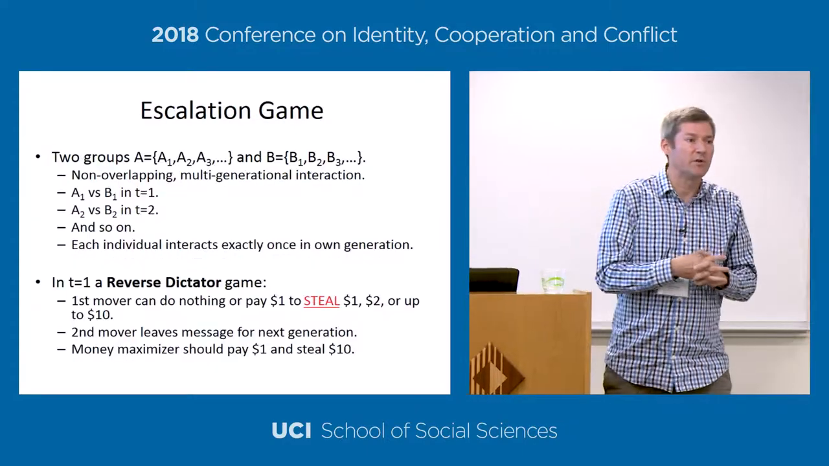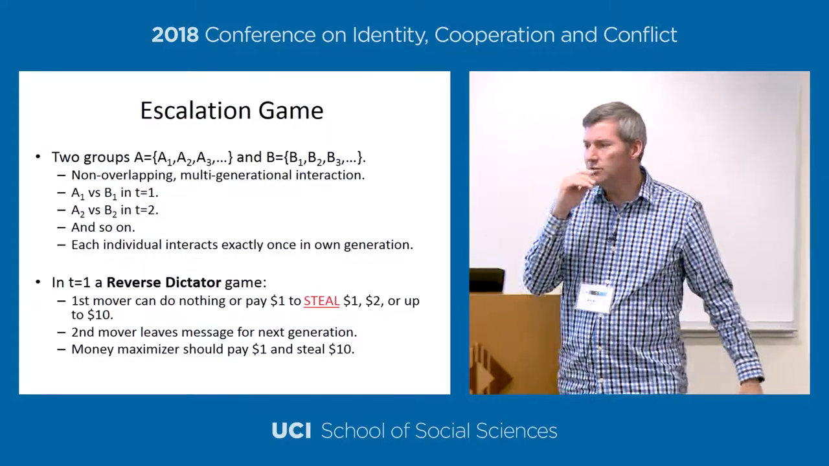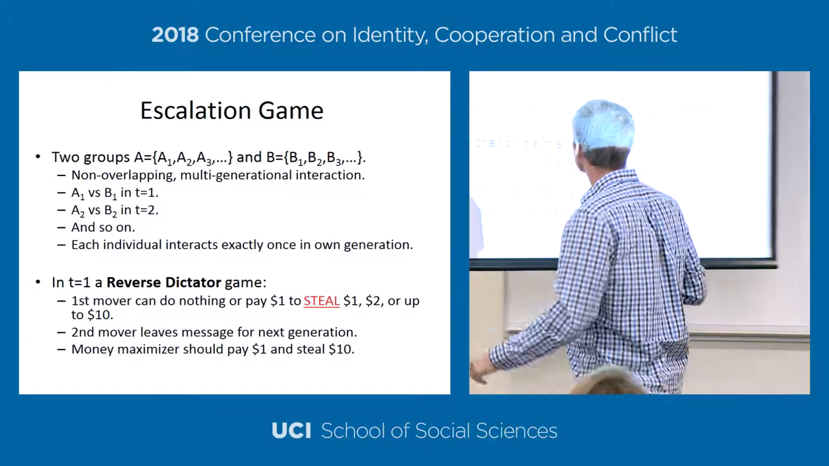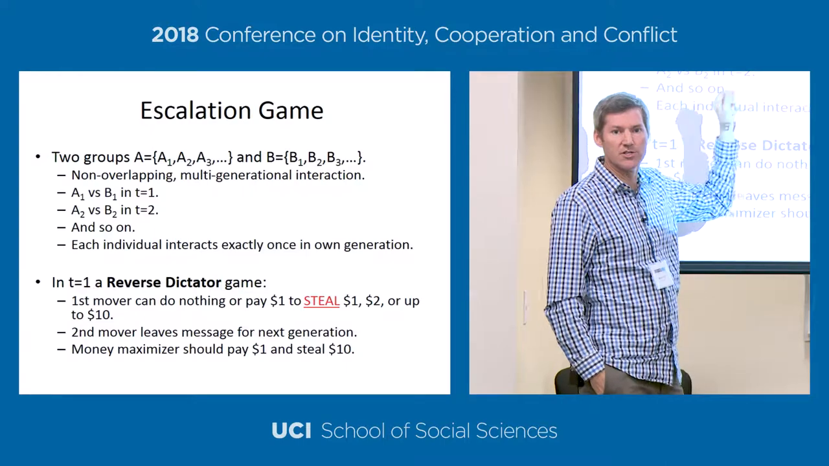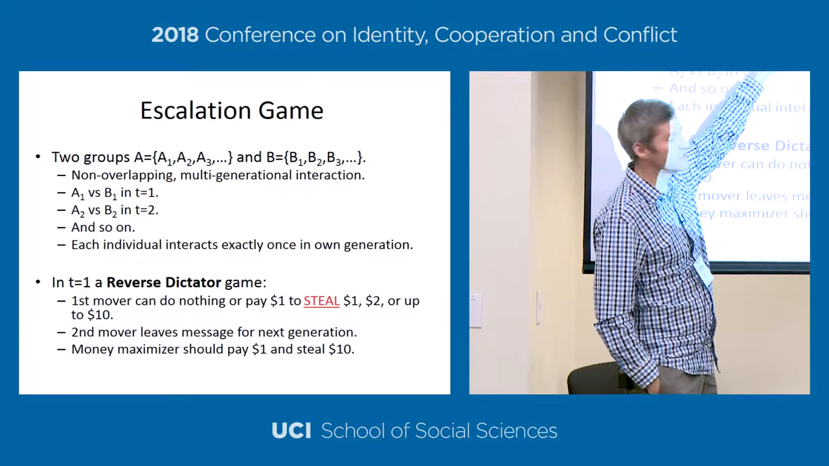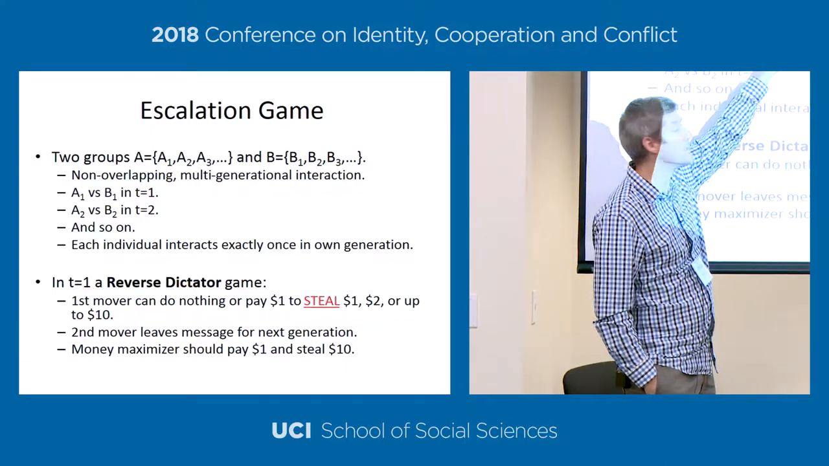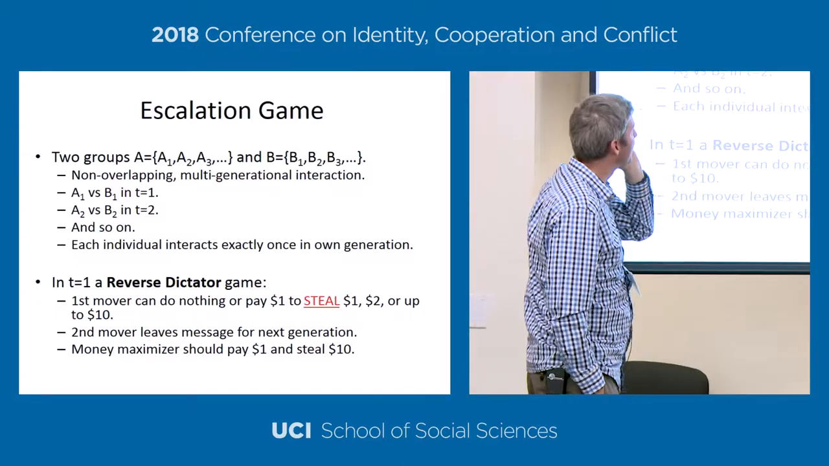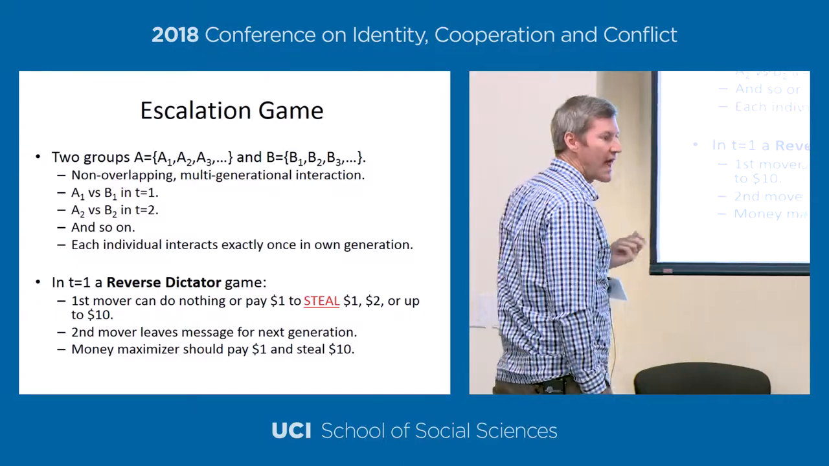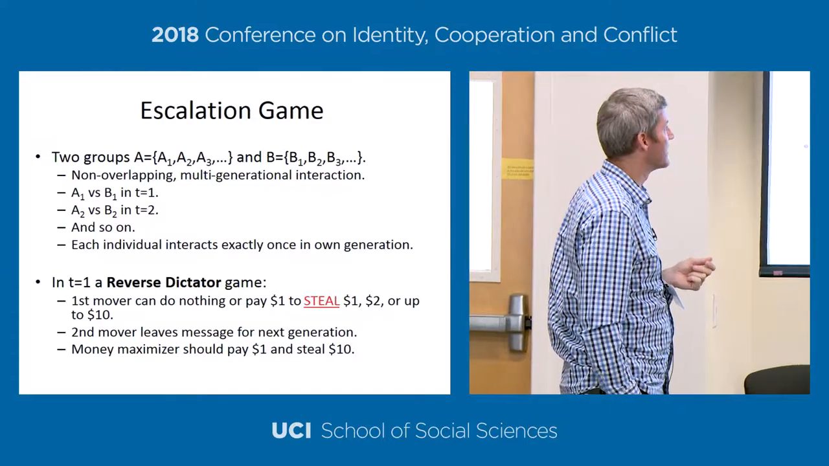So here's the simple environment. You have two groups. We'll call them the A's and the B's. And in each group, there's one representative per generation. So there's A1, which is the member of group A for generation 1, A2 for generation 2, and so on. Similar for group B. So there's non-overlapping but multi-generational interaction.